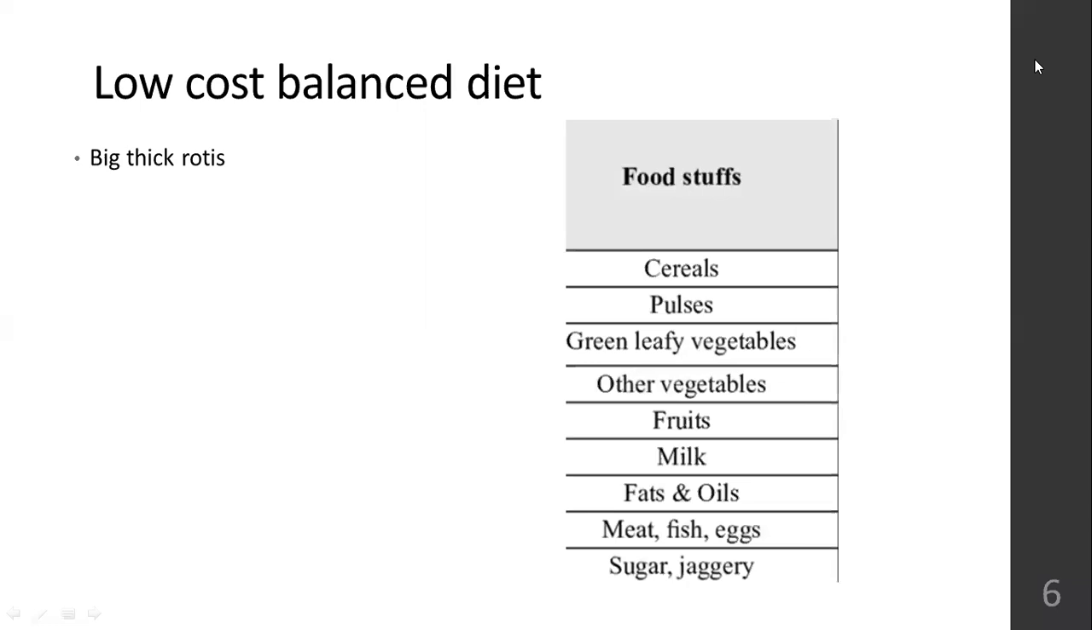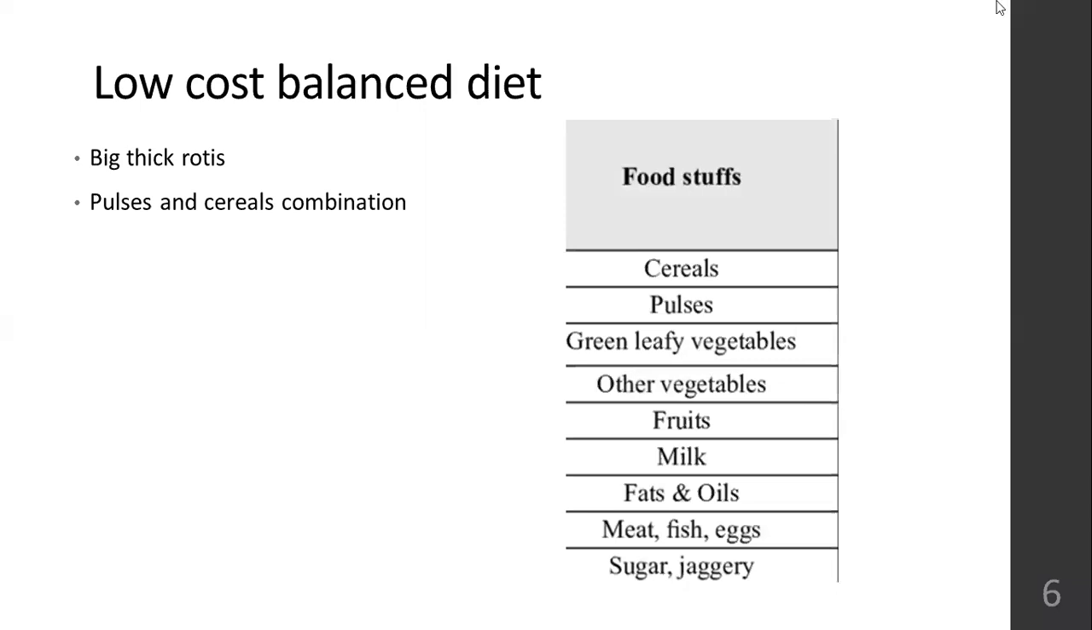So vitamin B will not be lost if you make the rotis big and thick, and it is much more filling. It will fill the stomach, and you will not overeat. If it is thin, small rotis, you cannot keep track of it and you may indulge in overeating. Then pulses and cereals in combinations.